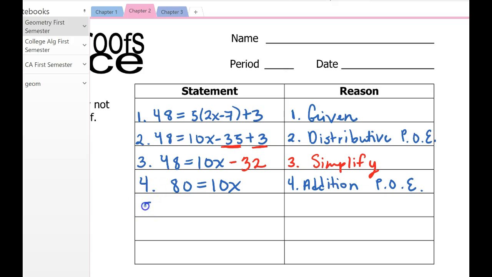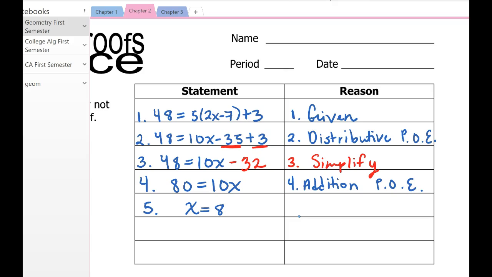Number 5, what would we do now to solve for x? Marion? Division property. What would we do? Divide by 10 and we would get x equals 8. Perfect. You could write 8 equals x, and then you could write x equals 8, and then you could say that you use the symmetric property. Awesome. That would be great.